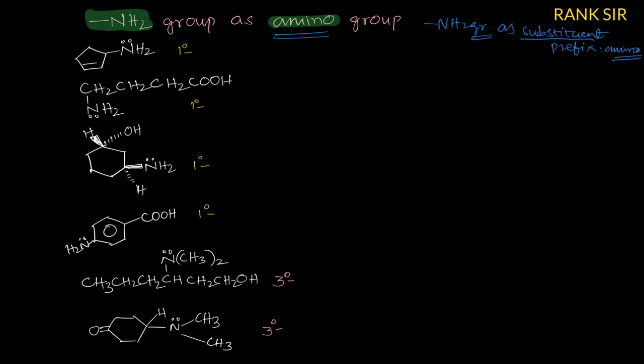Then here we have all these examples. In the first example, I already mentioned primary, secondary, tertiary like this, what are their respective groups. NH2 means primary, NH means secondary, and N means tertiary. N plus is quaternary.